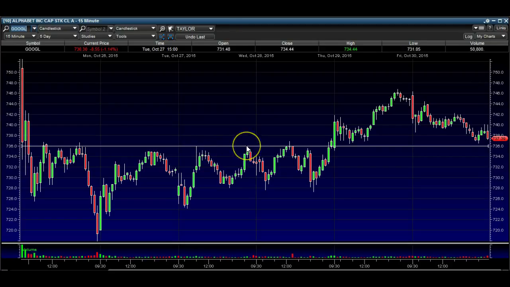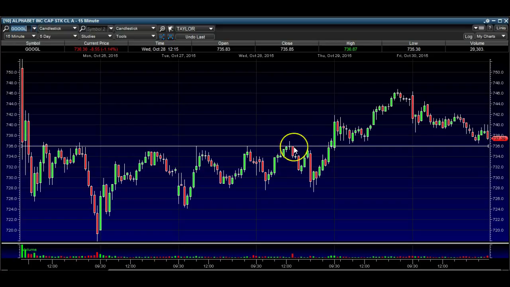Touches the very top and gets rejected. Right there, touches it and gets rejected. Right here, it tries to break over, but then closes below this resistance line. And that's the next thing I want to cover: when you're using a support or resistance line for whatever time frame you're using, the candlestick has to close above or below that support or resistance line.